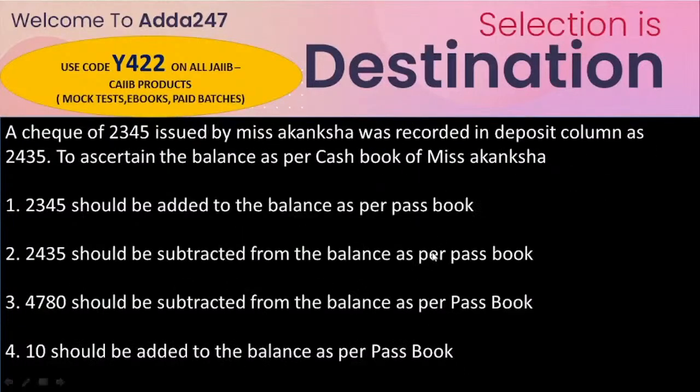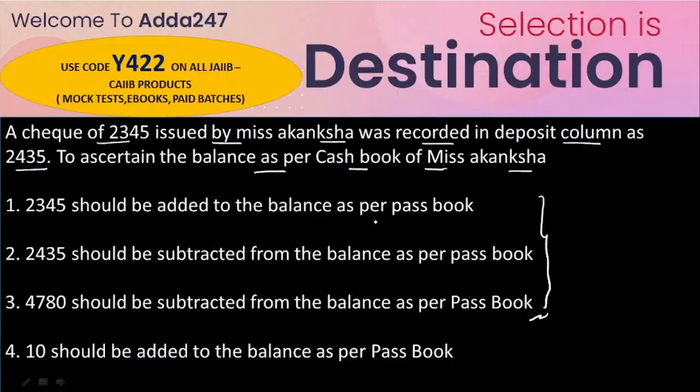Now the next question, that is a check of 2,345 that is issued by Miss Akansha was recorded in deposit column as 2,435. To ascertain the balance as per the cash book of Miss Akansha, so what should we do in the passbook? Because all the options given here are for the passbook.